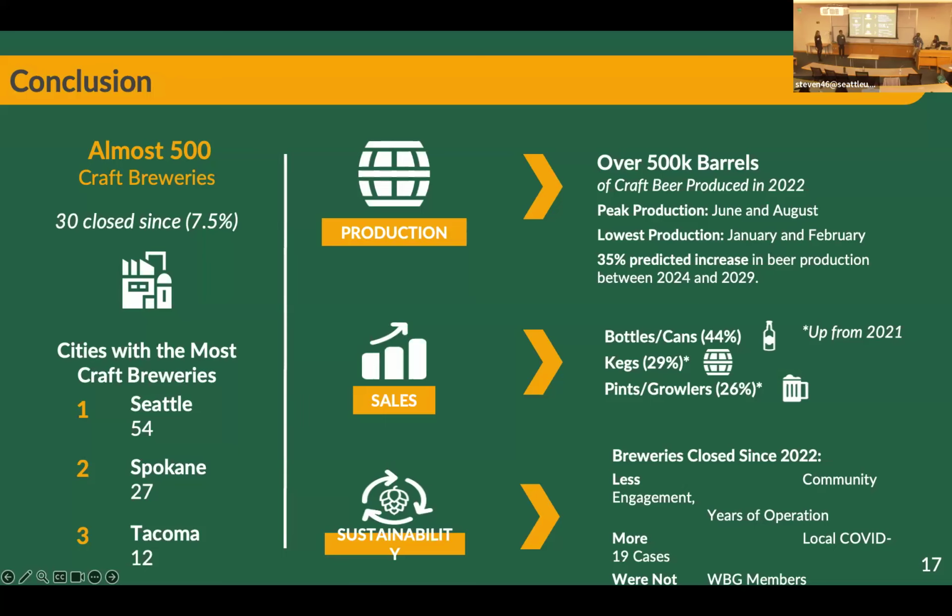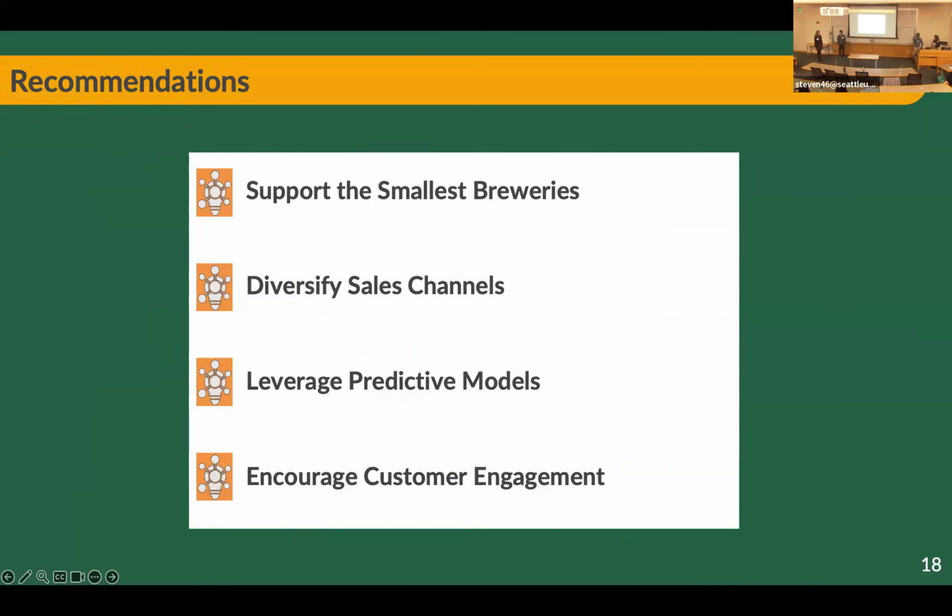Looking at these things together and the work of Washington Brewers Guild, we believe that this would provide data-driven support to their legislative initiatives and community advocacy. But we also have a couple of strategic findings that we take from this study itself. One of them is adopting measures that support the smallest breweries, which could involve advocating for more business-friendly policies, encouraging collaboration through things like research and investment and Washington Brewers Guild workshops.